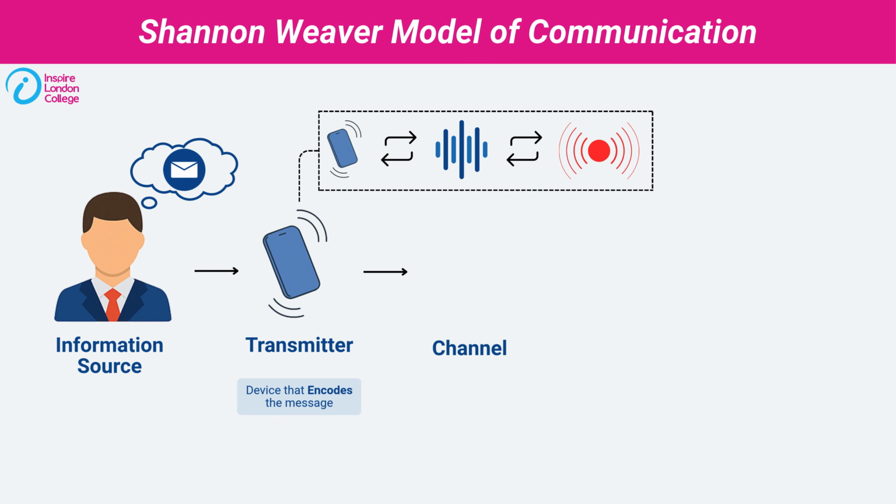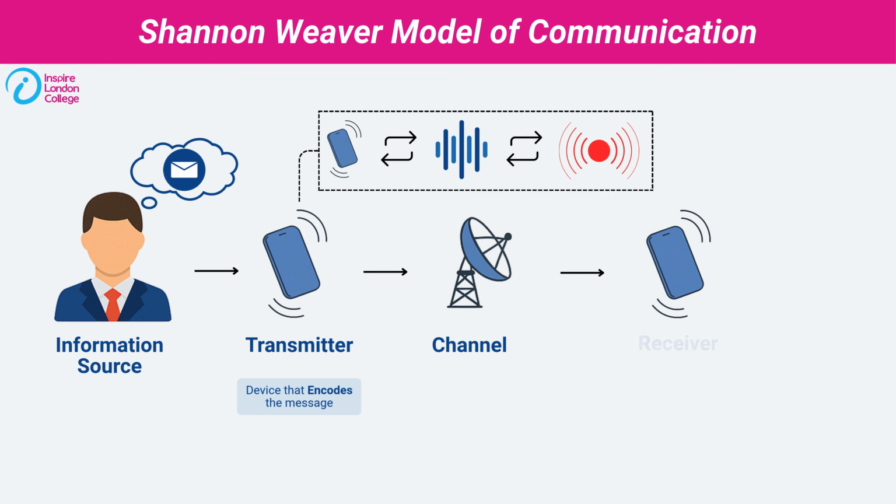Then we have the channel. This is the medium or the pathway through which the signal travels. In our example, this could be the telephone line or mobile network carrying the voice signal from one end to the other. After that, we reach the receiver. This is the device or person on the other end that decodes the signal and turns it back into a message. So when someone picks up the phone and hears your voice, they are the receiver.